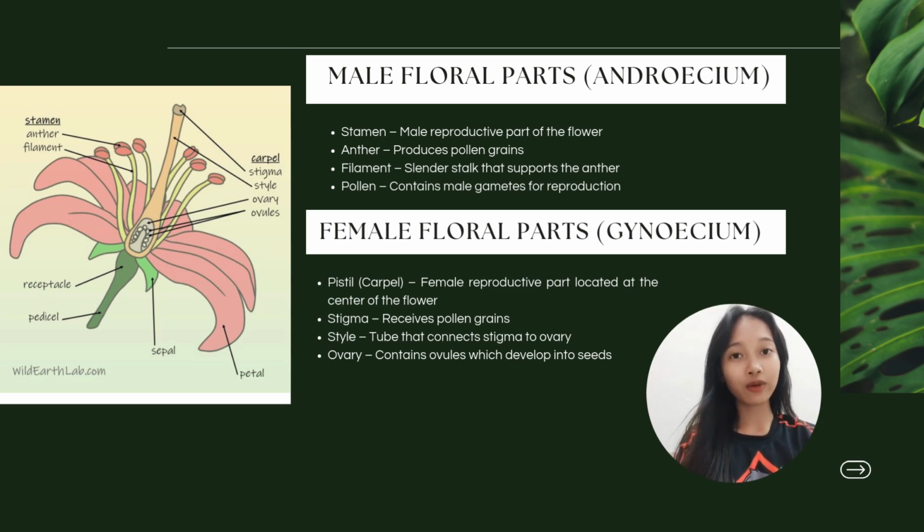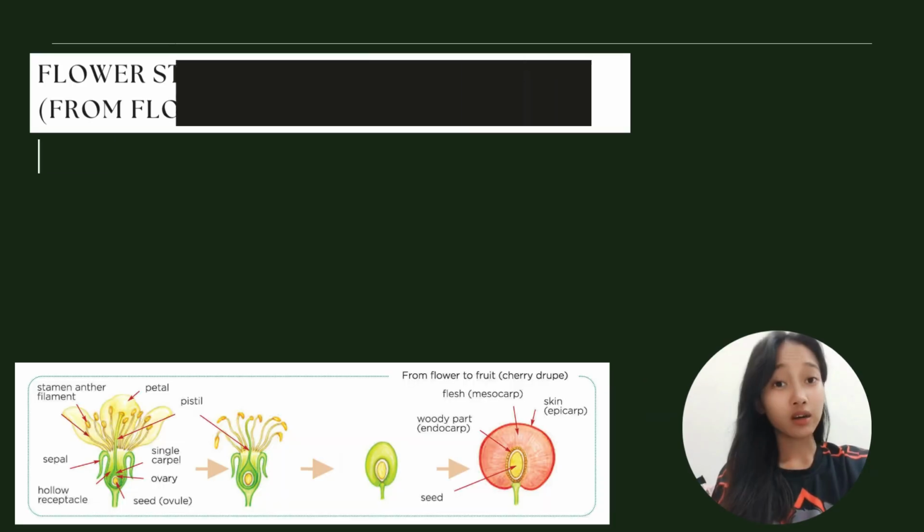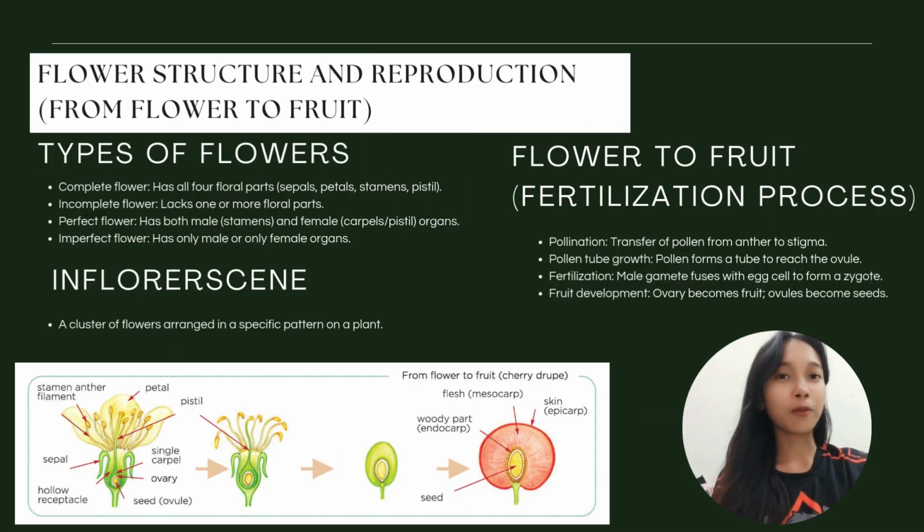A flower has four main parts. The calyx protects the flower, the corolla attracts insects, the androecium is the male part, and the gynoecium is the female part. A complete flower has all four parts: sepals, petals, stamens, and pistil. An incomplete flower is missing one or more parts. A perfect flower has both male and female parts, while an imperfect flower has only one.